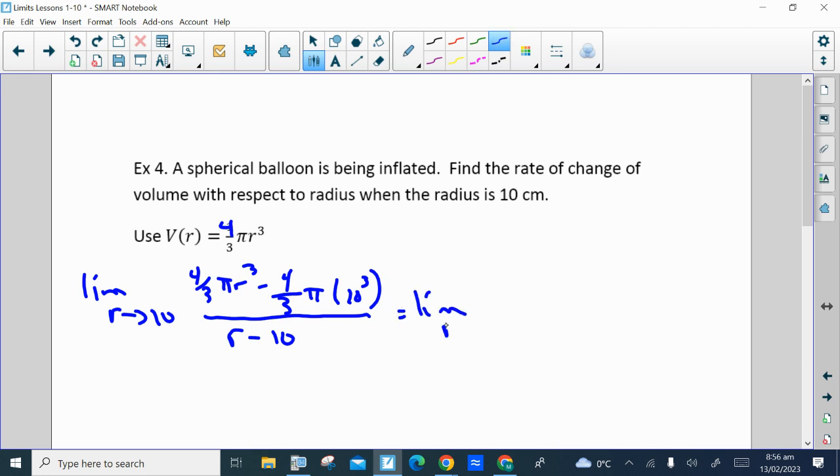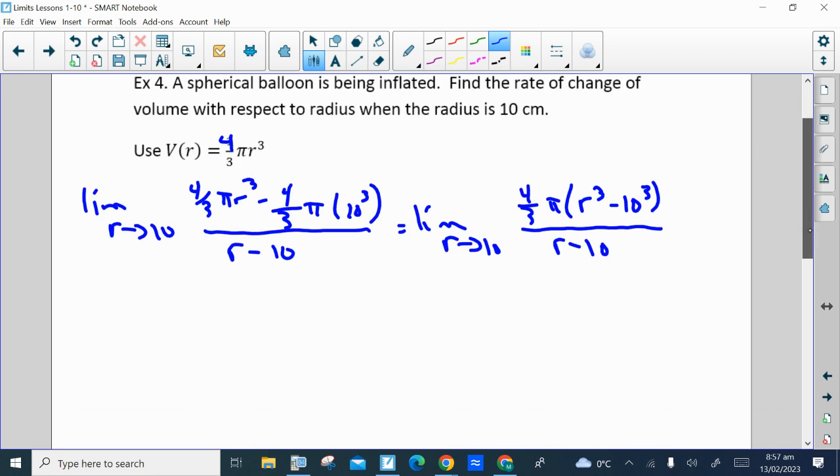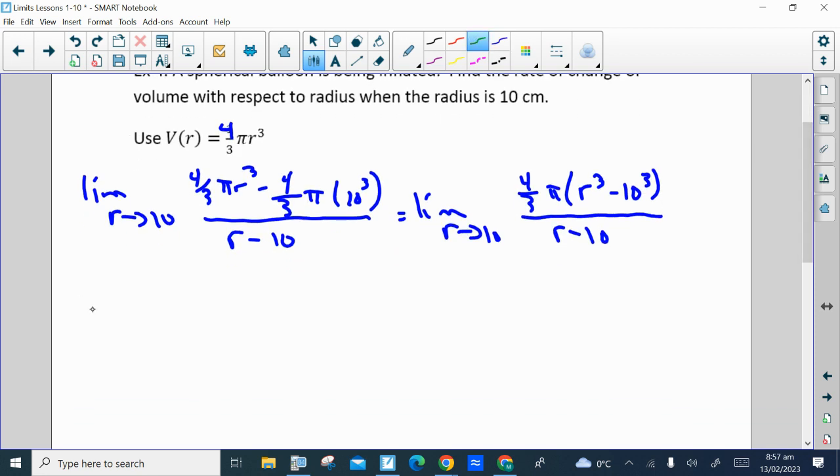So the first thing I would do is take out a common factor of 4/3 pi on top. Common factor of 4/3 pi leaves us with r cubed minus, now again, you might want to cube the 10 to get 1,000, but I'm going to leave it as 10 cubed because now I can factor r cubed take away 10 cubed as a difference of cubes. The first term is a perfect cube and the second term is as well. There's a minus sign in between. So we'll factor that as a difference of cubes.